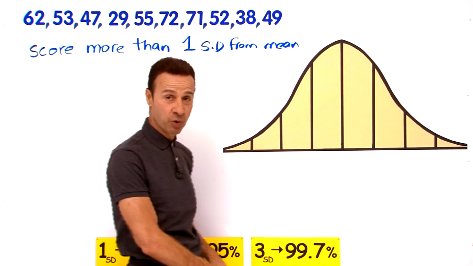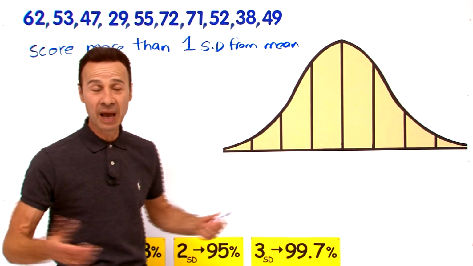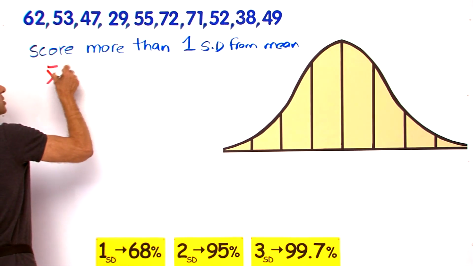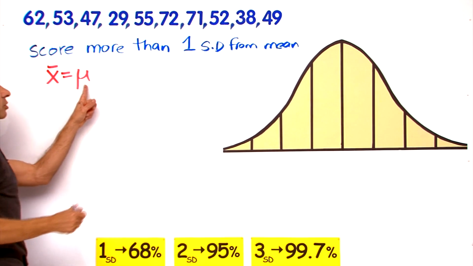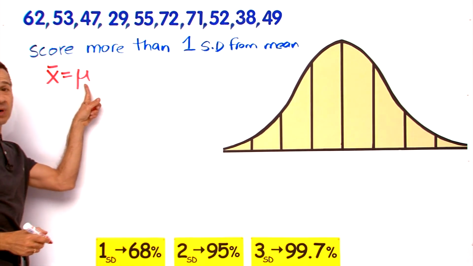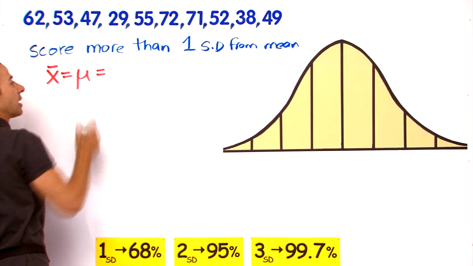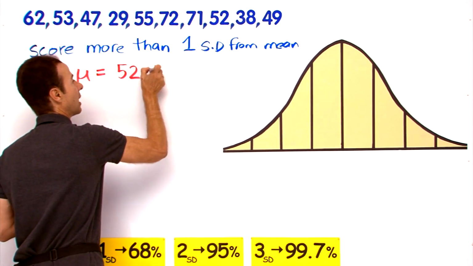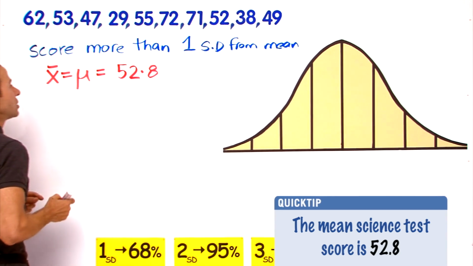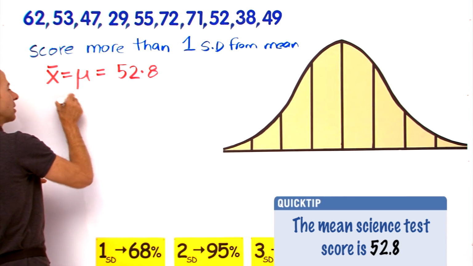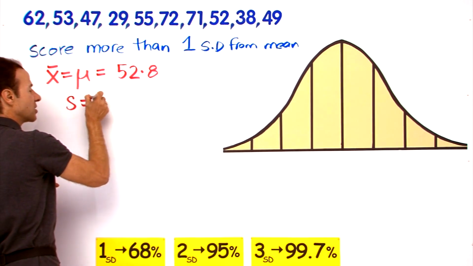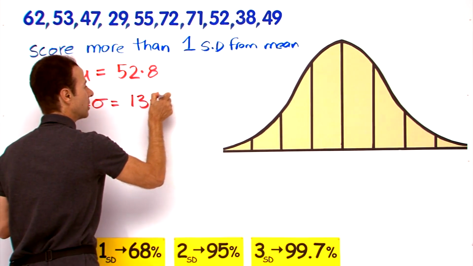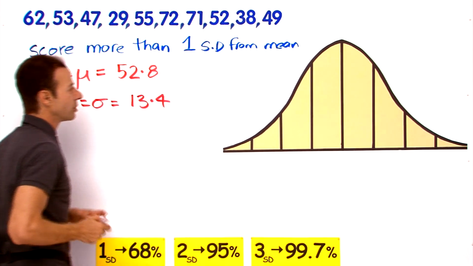So let's start to write down first step number 1. What do we have? Well, we have a mean, and the mean score is equal to, some textbooks use a small letter of the Greek mu, and that means mean, and the mean is 52.8. That's the mean or average. Now we have a standard deviation, S, or sometimes written in Greek sigma, and that equals 13.4. That's the standard deviation, 13.4.